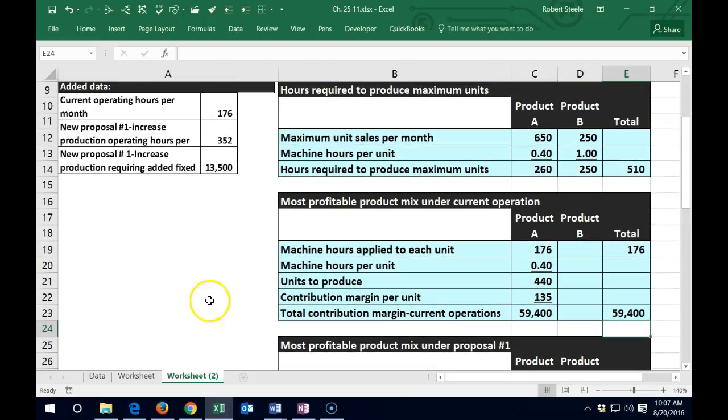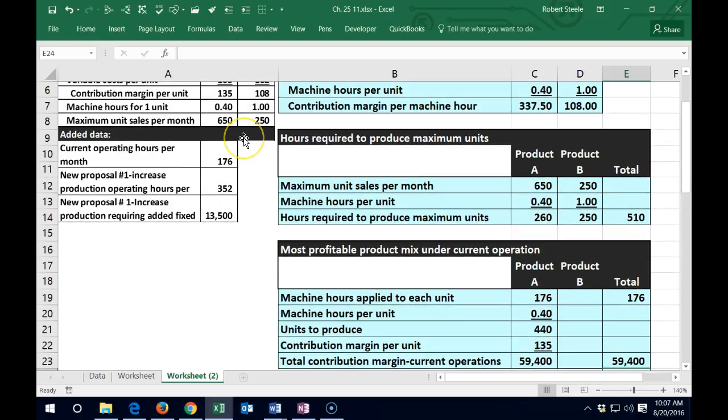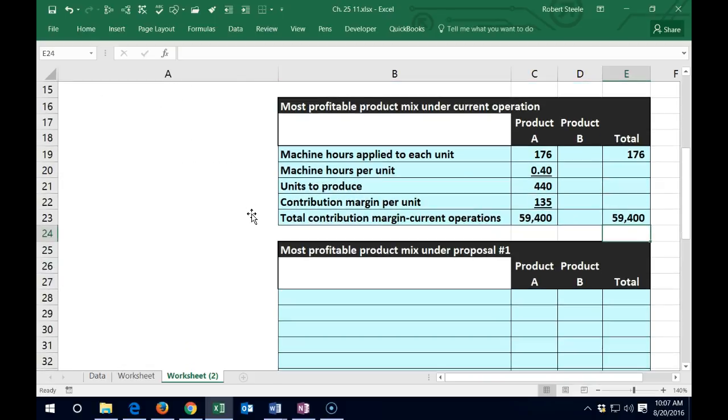Now, next we're going to look at the second scenario. We have the proposal over here. Proposal number 1 says that we increase production operations to 350. So we obviously have more that we expect that we can sell than we can produce at this point. Why don't we increase the hours that we're putting in and produce more? If we do that, we're also assuming that there's going to be an increase in production requiring added fixed costs of 13,500. So we can reanalyze our product mix based on that.